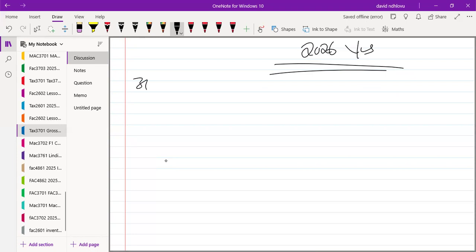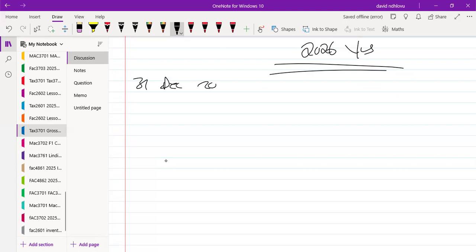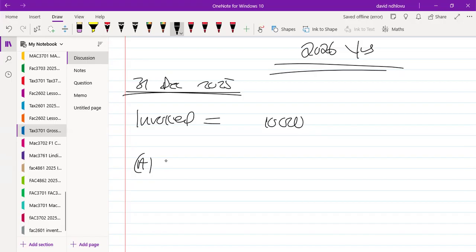I've given 31 December as my fictitious year of taxation. Let's say I have invoiced a client 10,000. So in scenario A, let's say I then supply goods on 25 December of the year 2025. Then the client pays and they receive payment.